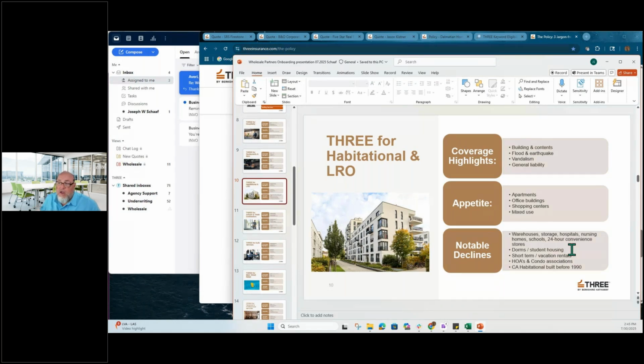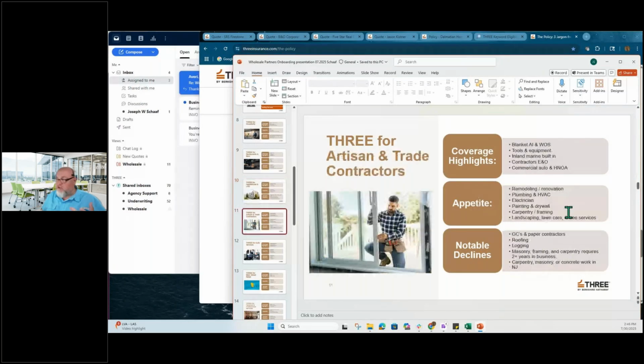Moving along, artisan and trade contractors. This is your basic electricians and plumbers and such, painting, drywall, etc. We do landscaping and tree services, although tree services has just gotten excluded recently. It has to do with workers' comp. That could change relatively quickly, but nonetheless, try lawn care. At this point we still have lawn care as an option, but those are the categories in this that we can insure.